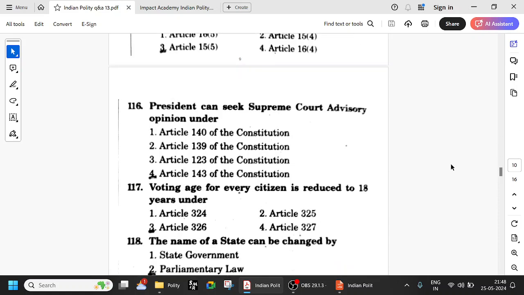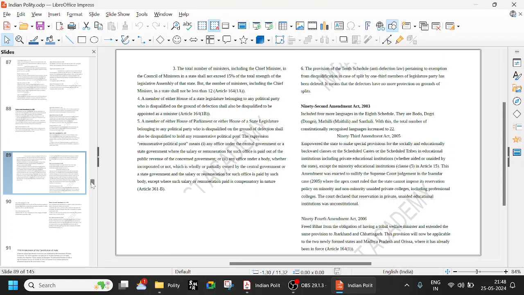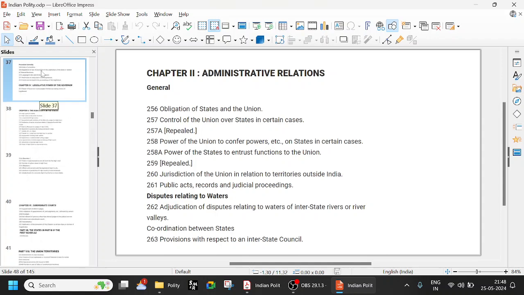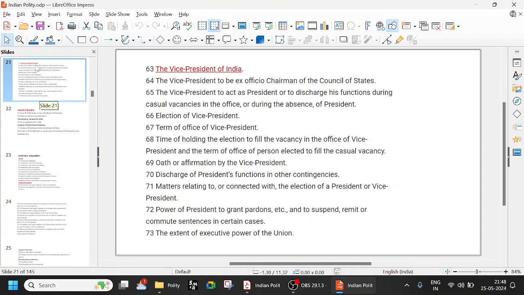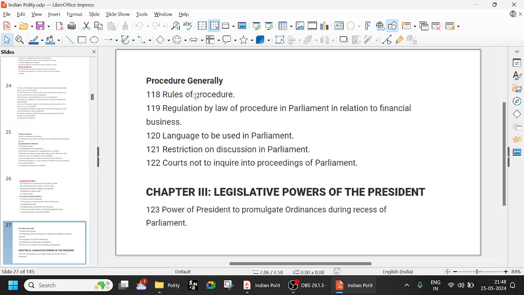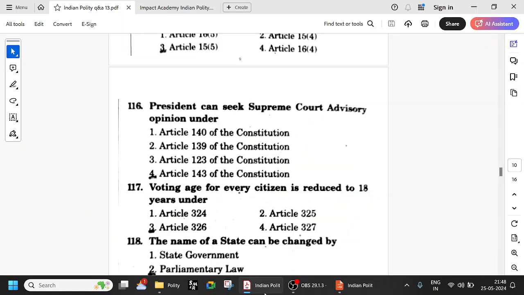The President can seek the Supreme Court's advisory opinion under 143. We have seen that multiple times. Article 123 is the ordinance making power. That's also very important. 123 is the power of the President to promulgate ordinances during the recess of Parliament. Very, very, very important.